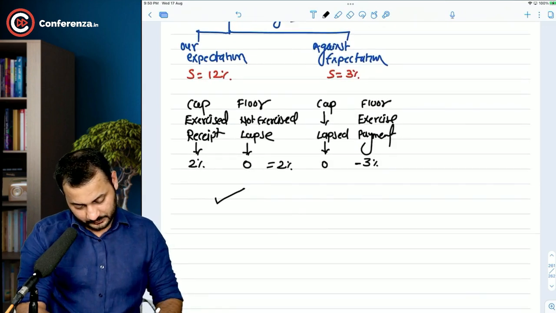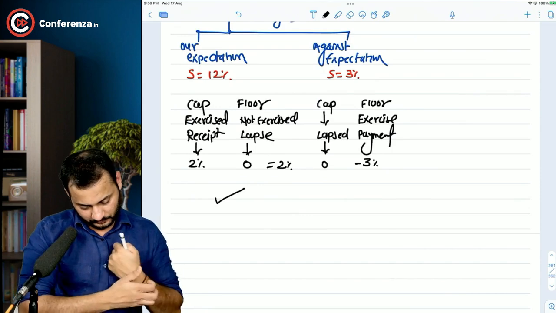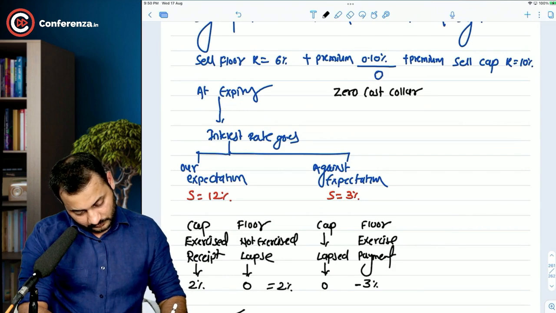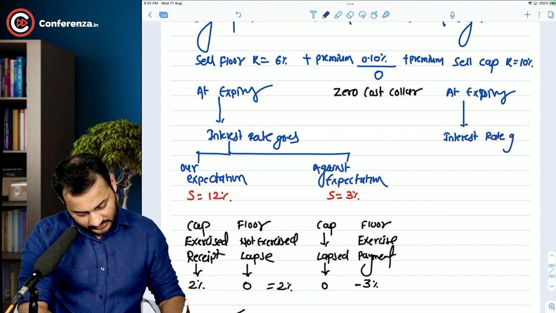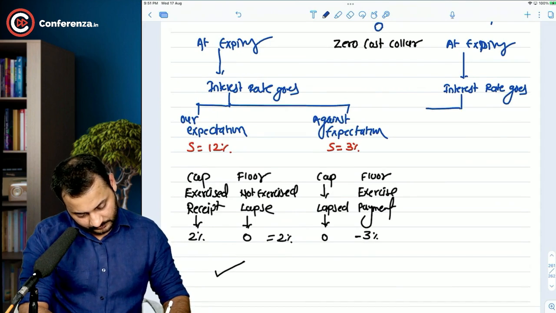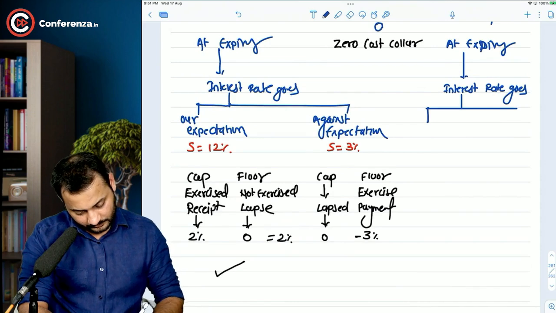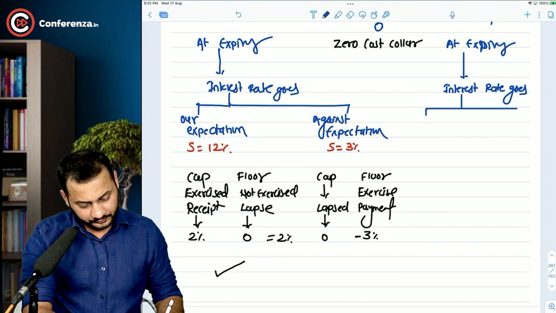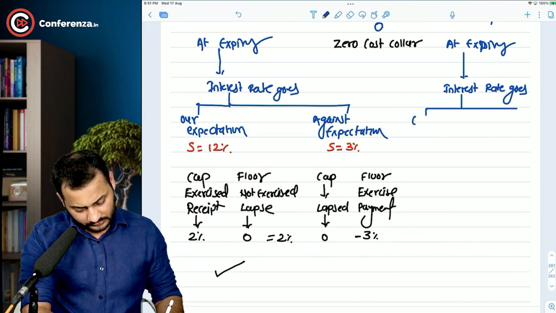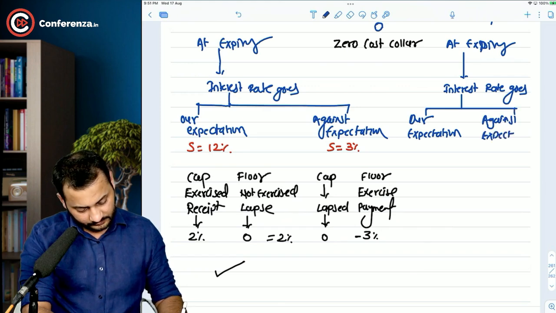Space will be a problem, I think. Let's try. At expiry, it all depends upon the interest rate. Interest rate goes according to your expectation, or against your expectation.